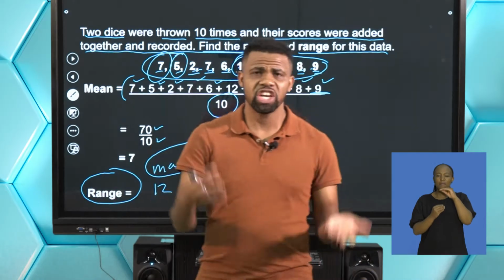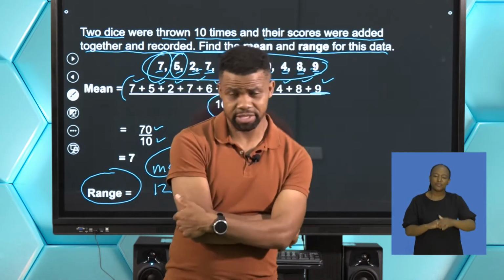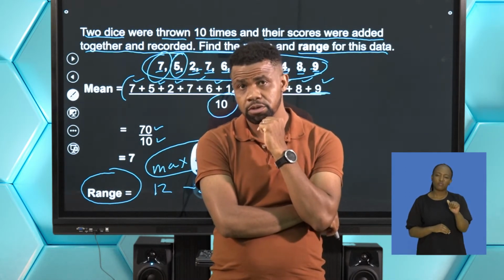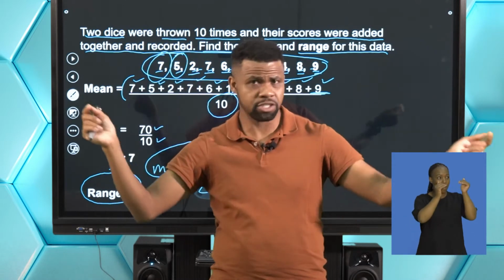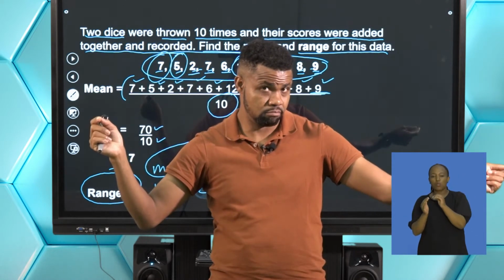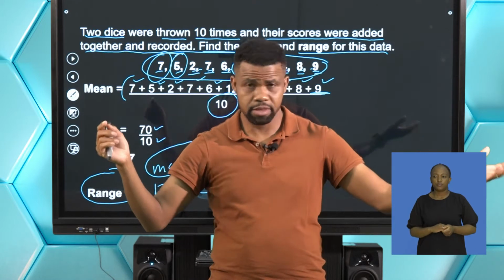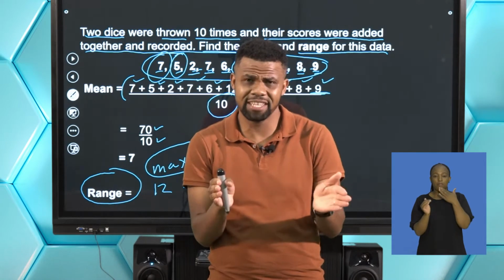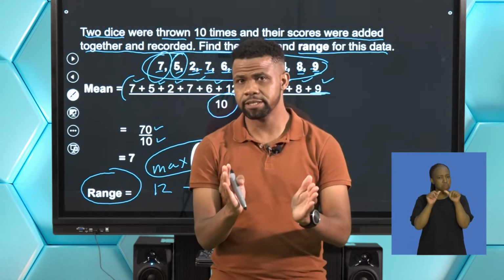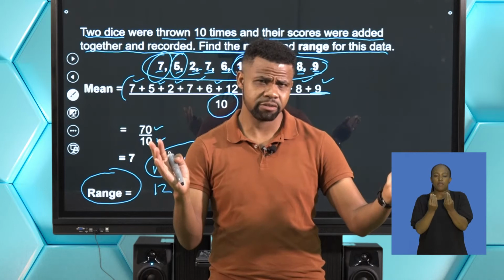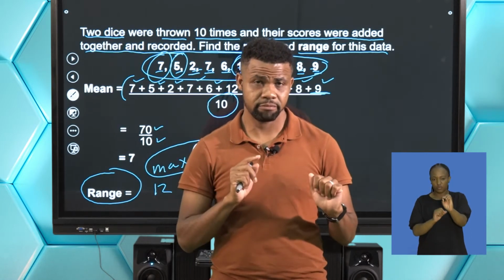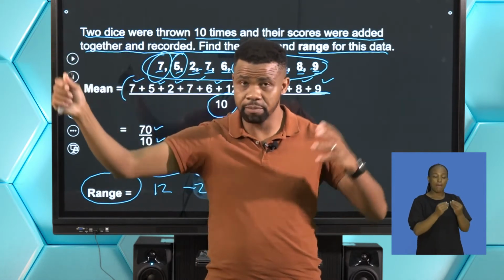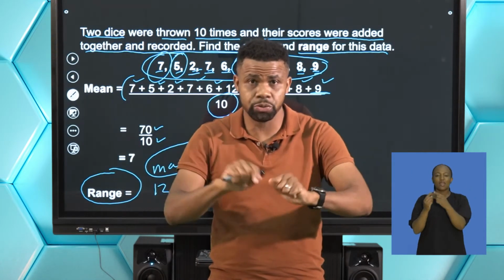What does the range tell us? Think about this. The highest minus the lowest. Usually a smaller range, if you compare two sets of data, will mean more consistency, and a bigger range, less consistency, because the highest value minus the smallest shows there's a gap between the two.